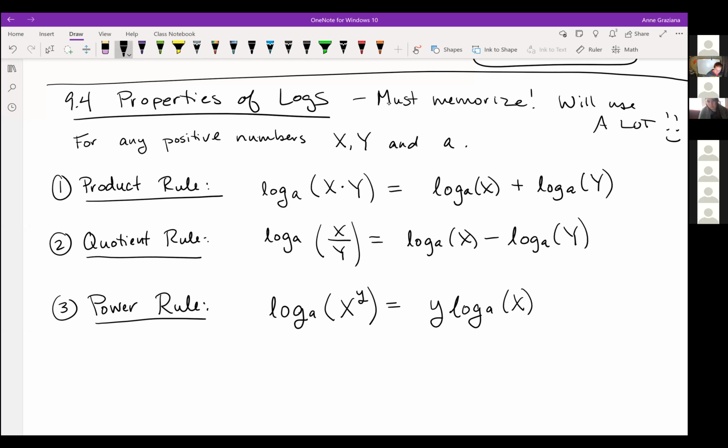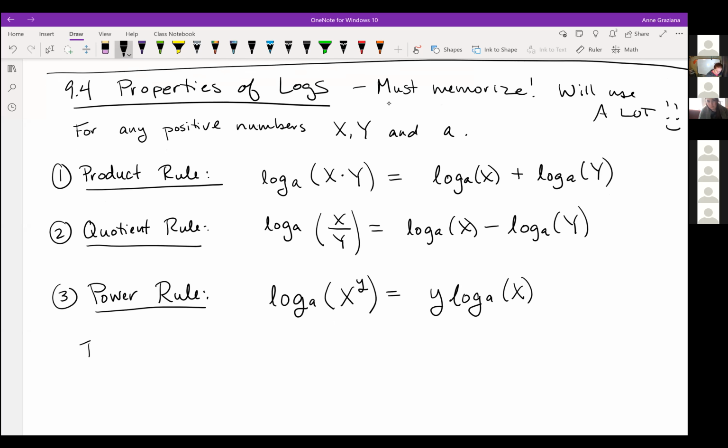And these go in opposite order too. These properties work both ways. What does that mean? Let me put it this way, they work in both directions.